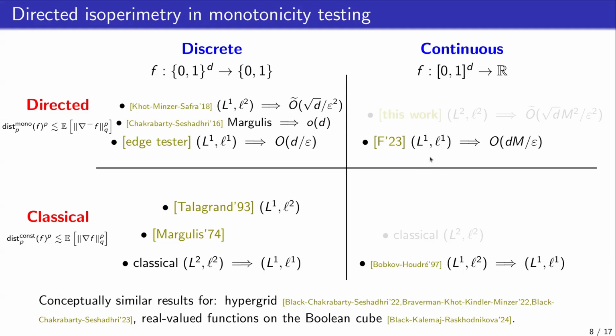I showed this in a paper last year by proving that a directed version of an L1 inequality, same as the edge tester here, gives us a tester with linear query complexity in the dimension D. So again, same as the edge tester.